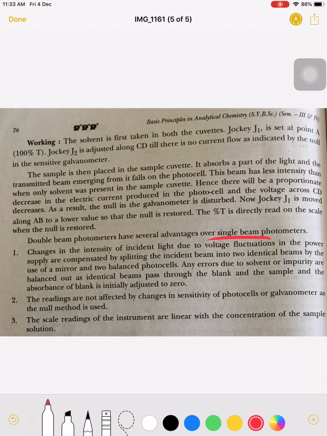The third one, the scale readings of the instrument are linear with the concentration of the sample solution. That is, if there is a change in the concentration of the sample solution, then it directly gives us the difference in the reading, that is transmittance. Therefore, the double beam spectrophotometer is more advantageous than the single beam photometer.